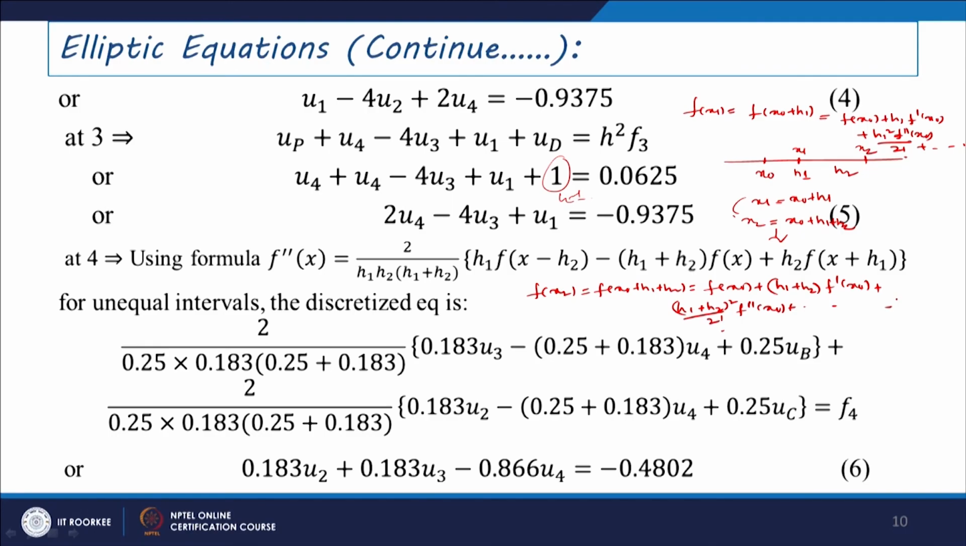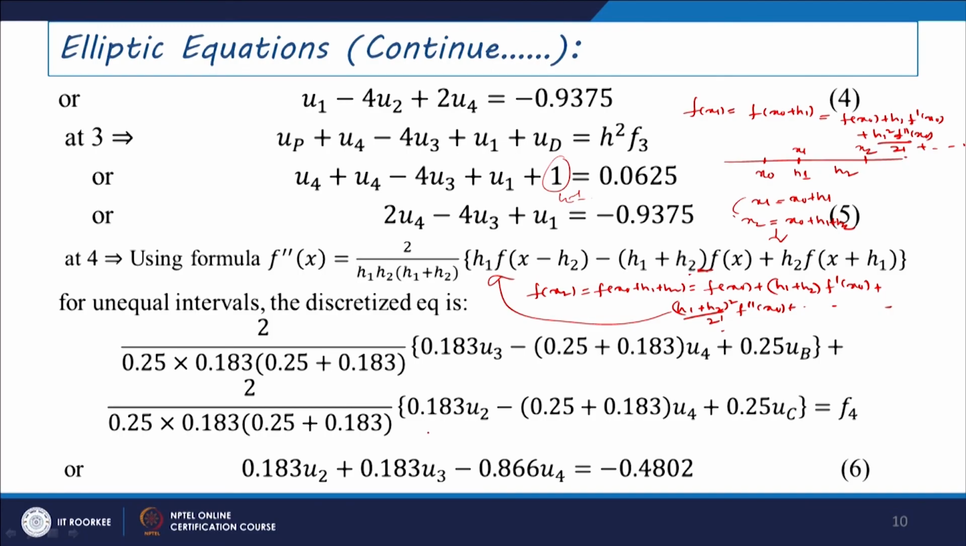If you eliminate f dash of x0 from both these equations, we can obtain this formula in this form, neglecting the higher powers of h1 and h2. Especially this second order differential formula is written as 2 by h1 h2 into h1 plus h2, h1 f of x minus h2, minus h1 plus h2 f of x, plus h2 f of x plus h1 here. So for unequal intervals, the discretized equation is 2 by 0.25 into 0.183 into 0.25 plus 0.183, into 0.183 u3 minus 0.25 plus 0.183 u4 here plus 0.25 ub. So this is h2, plus 2 by 0.25 into 0.183 into 0.25 plus 0.183.